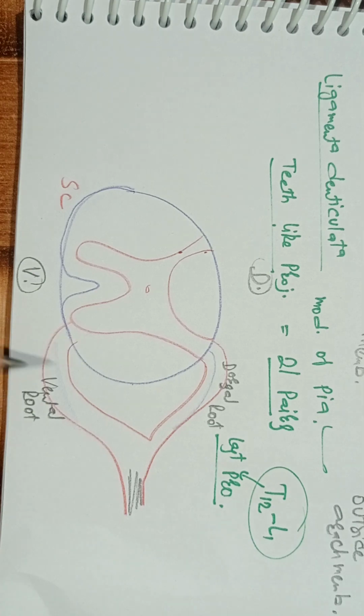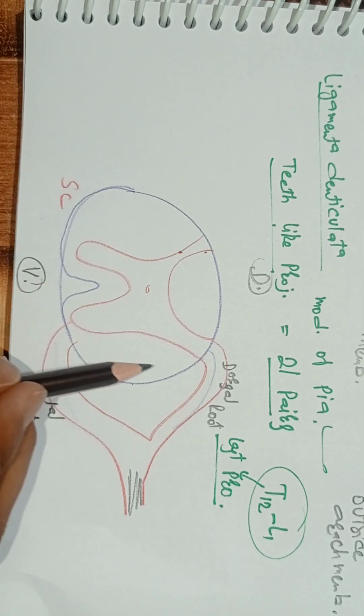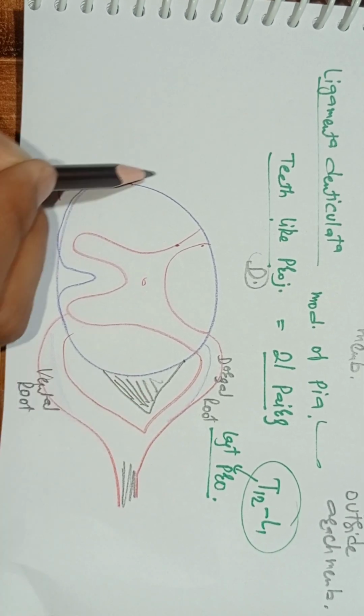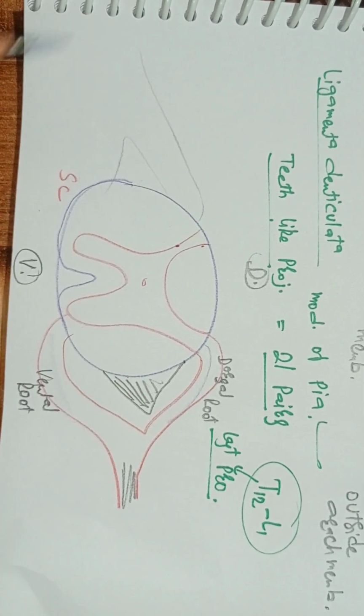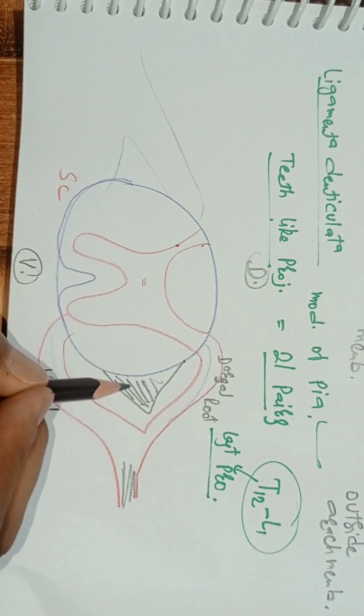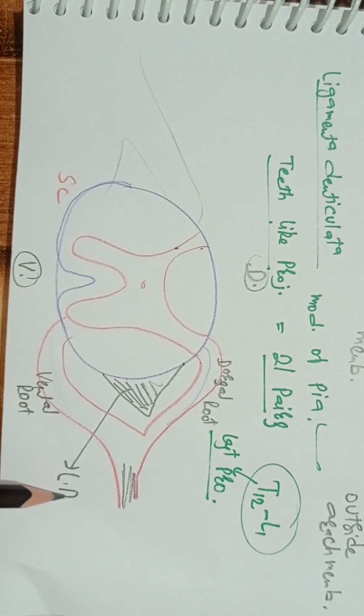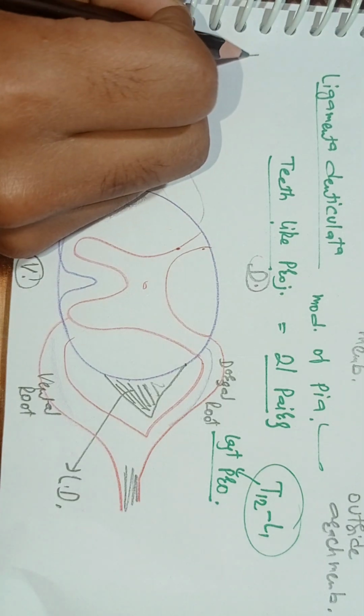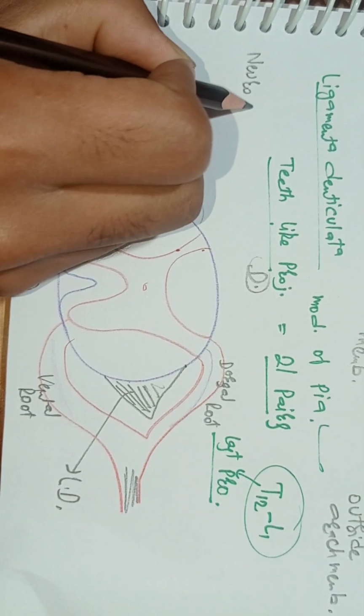There's a different issue here, but we are talking about the ligamenta denticulata. The ligamenta denticulata is here. Similarly, on the other side, we will make a dorsal and ventral root. So this is the ligamenta denticulata. This ligamenta denticulata is important for the neurosurgeon.